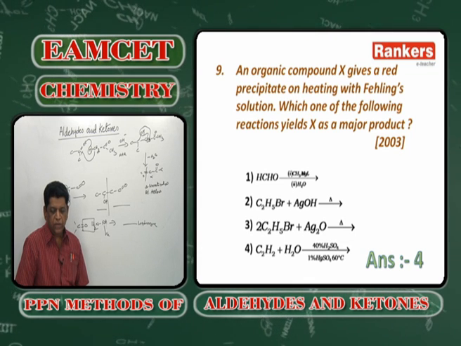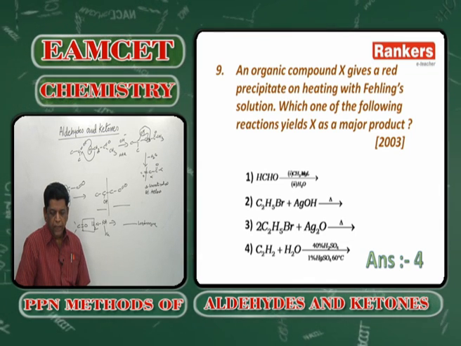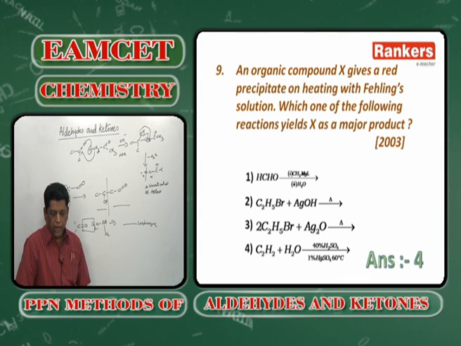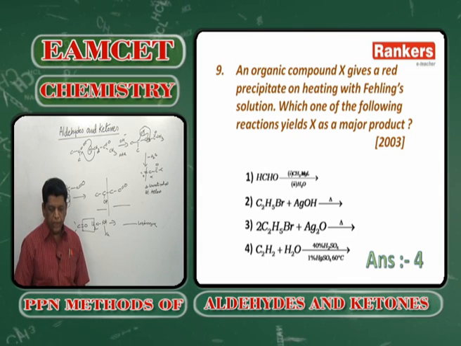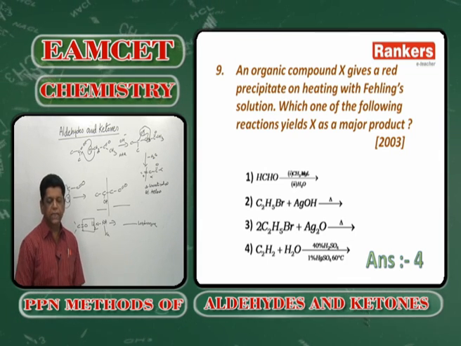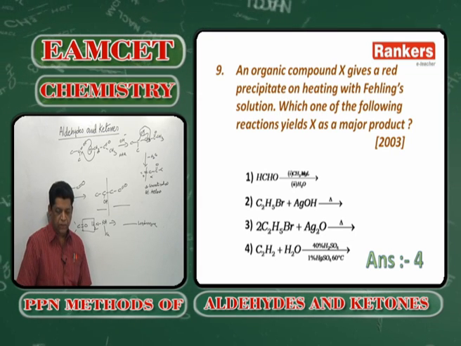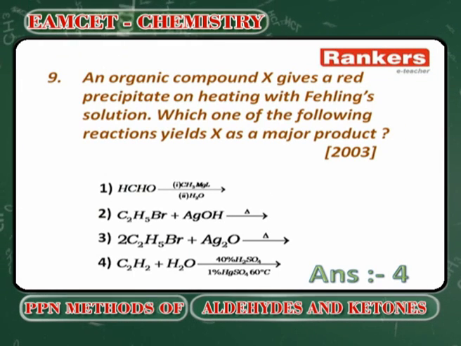So which one of the following is he asking? Heating with Fehling's solution and getting a red precipitate means acetylene plus water gives acetaldehyde, and that gives the Fehling's reaction. The last one is acetylene plus water catalyzed by sulfuric acid, which is a preparation of acetaldehyde, and once acetaldehyde is formed it gives the reaction.